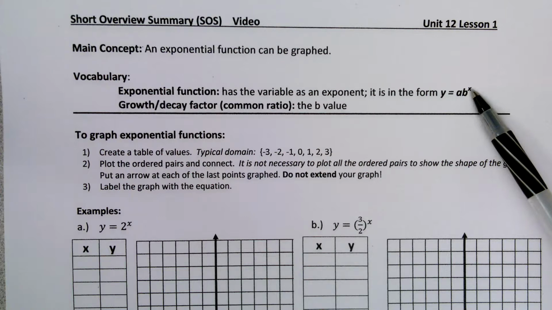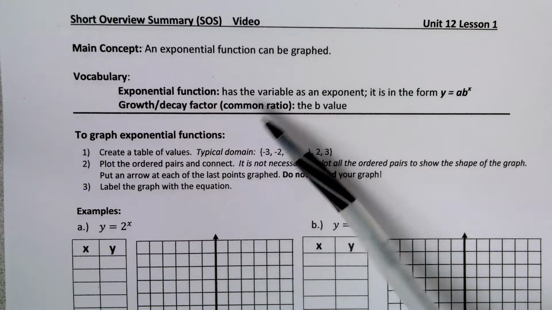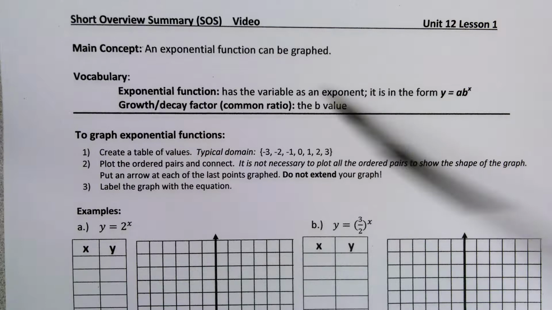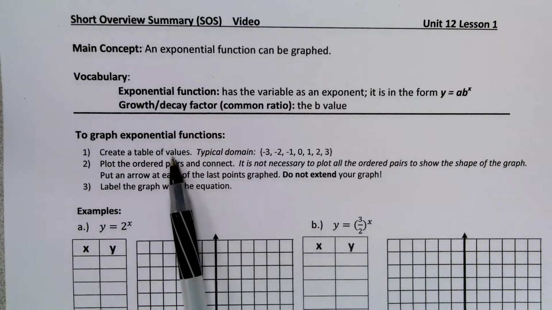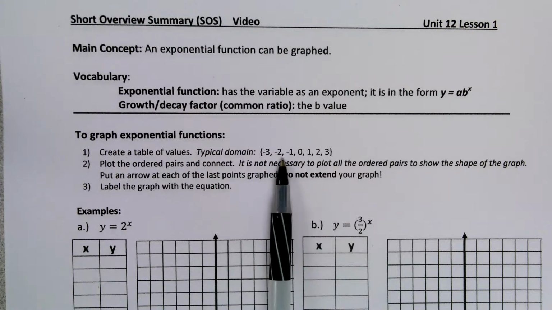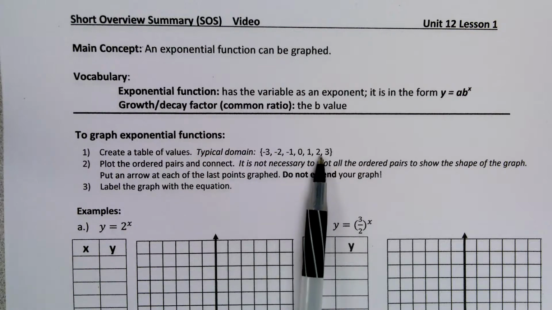The exponent has the variable in it. Growth or decay factor, otherwise known as common ratio, is your b value. So to graph an exponential function, we're going to create a table of values. Typically, we have a few small negative numbers, 0, and a few small positive numbers, integers.